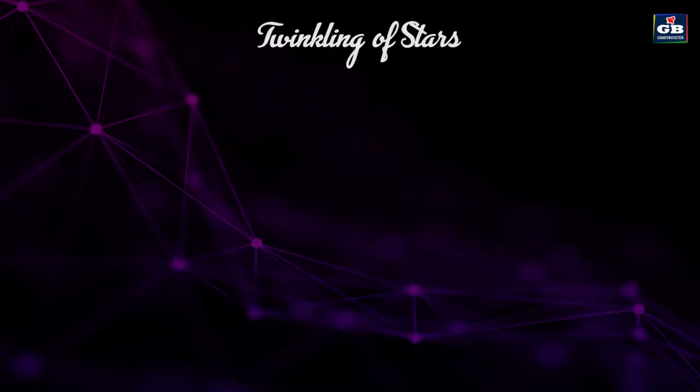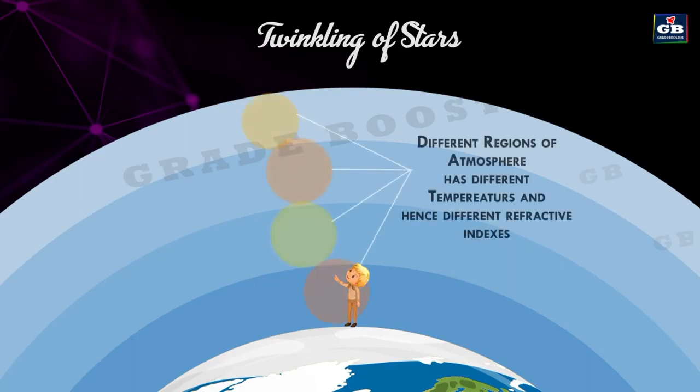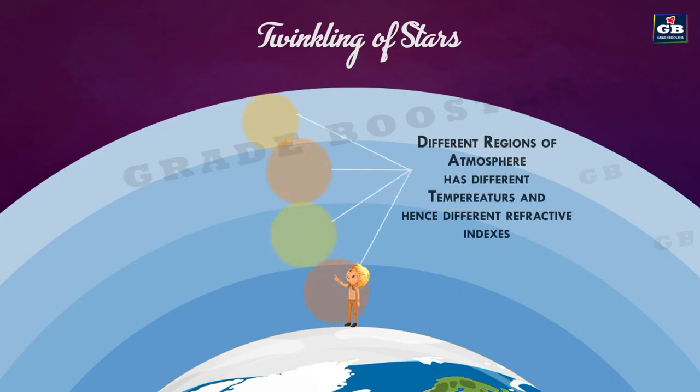Now let us see how the phenomenon of twinkling of stars takes place. The air in the atmosphere does not have uniform temperature and density. That means different layers of the air will have different temperature and different density. So different regions of the atmosphere will have different refractive index because of the difference in their temperatures. So there is a difference in the temperatures and a difference in the density of the air. All layers of the air do not have the same density.